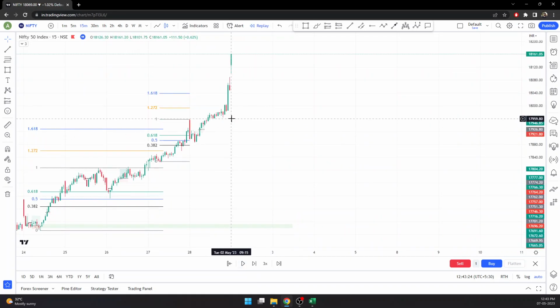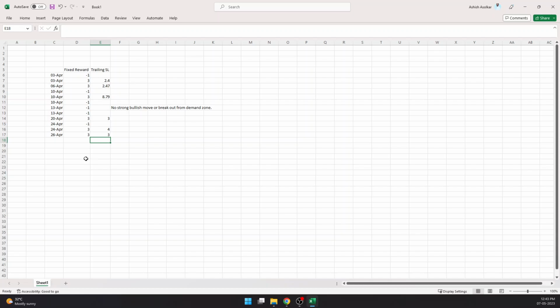So this is the 2nd of May, and we have completed our backtesting here. Let's have a sum. In case of trailing SL, we could have achieved around 23 rewards. So let's see how it is. For 1 minus 1, let's say we have a capital of around 1 lakh, right?